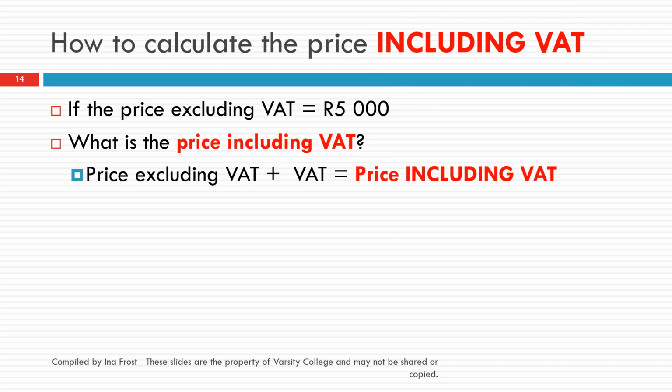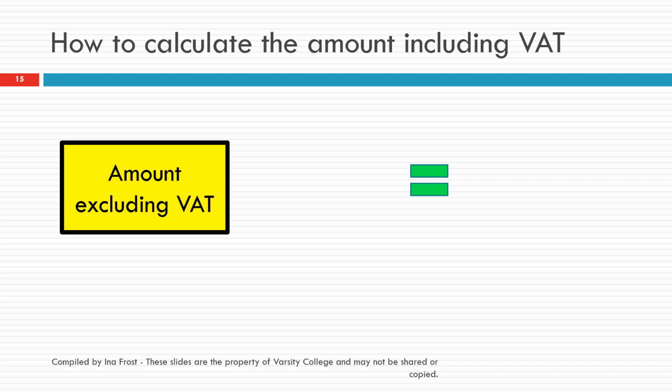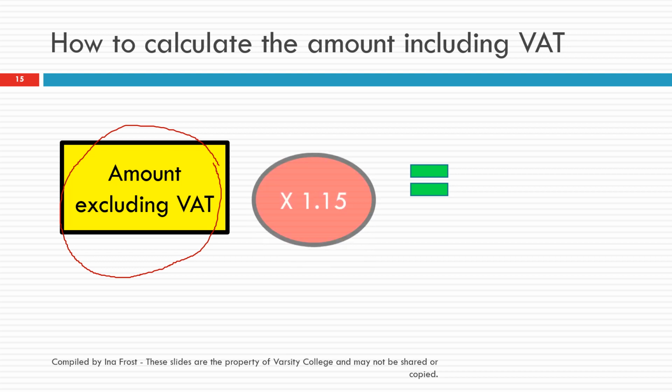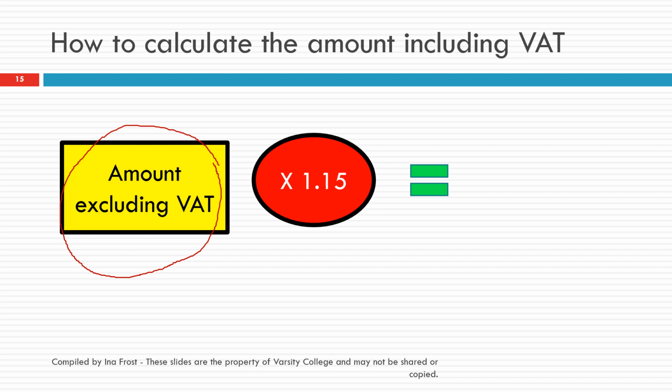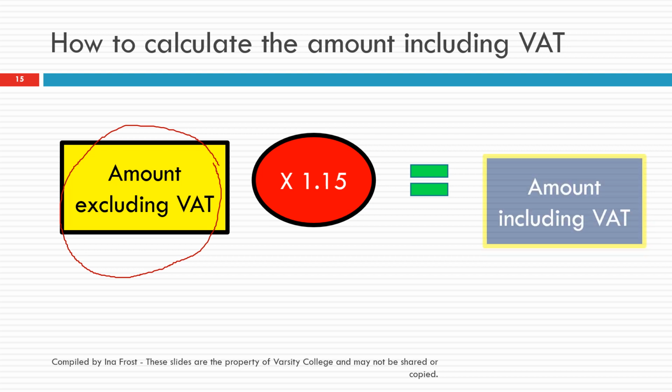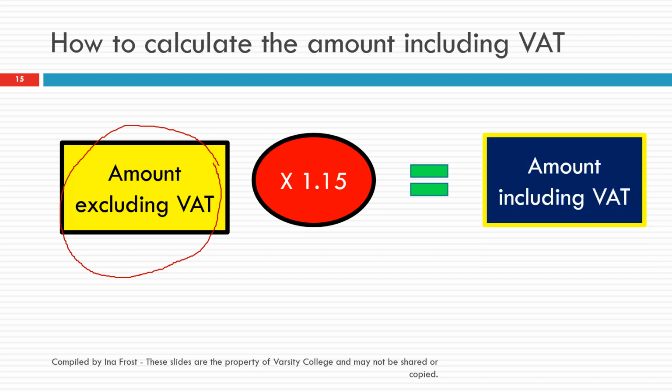Remember, the price excluding VAT plus VAT will always give you the price including VAT. So let's have a look at our little formula. Once again, we're going to start with the price excluding any VAT. We're going to multiply it by 1.15, and that will then give us the amount including VAT.